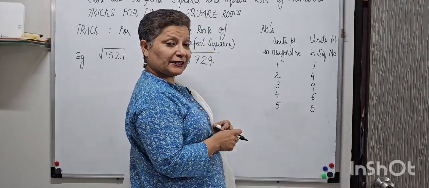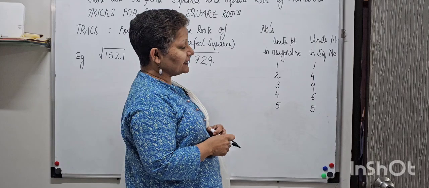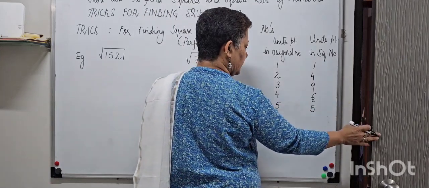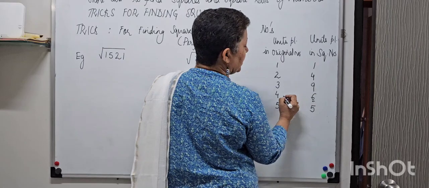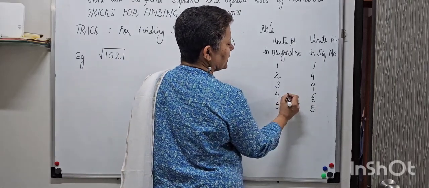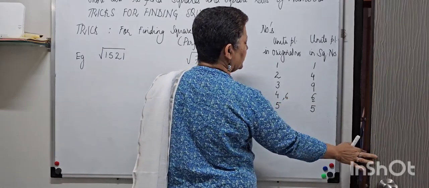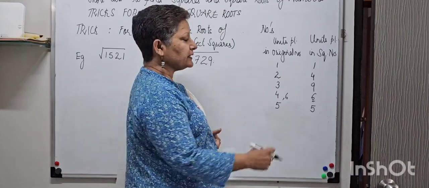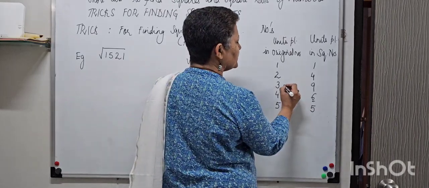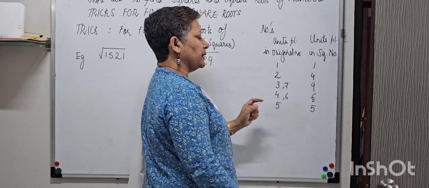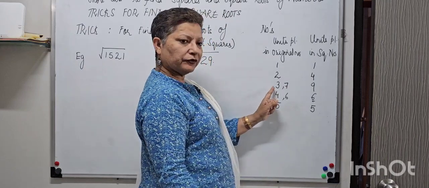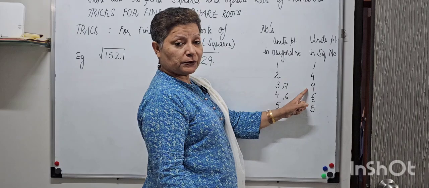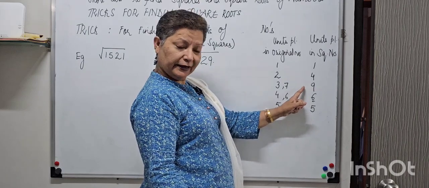Now coming to 6 square. 6 square is 36. So it's still giving me a 6 in the units place. And so this becomes, where do I write 6? I write 6 here. Now when I am looking at the next one, 7 square 49, it's giving me a 9 here. So my 7, if I have in the units place in the original number, whether I have 3 or 7, it's going to give me a 9 in the units place in the square number, right?